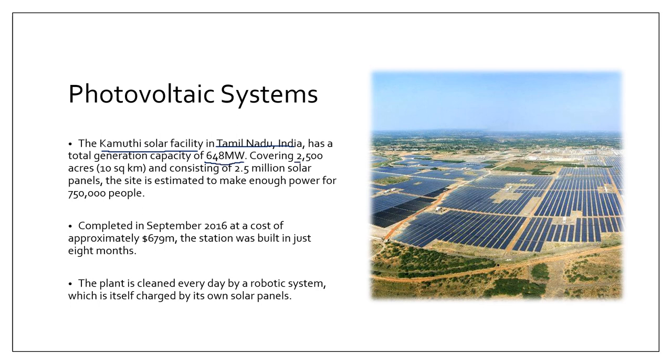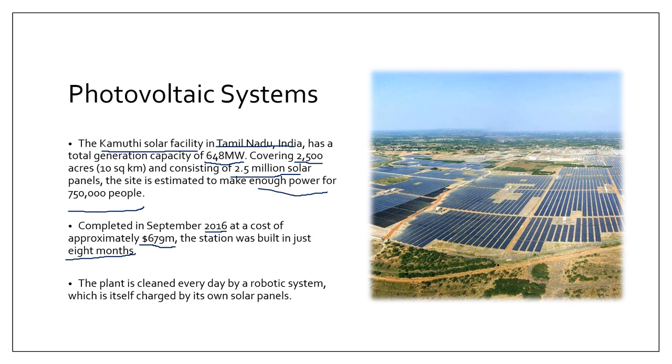They're converting about 2,500 acres, that's about 10 square kilometers, and they have about 2.5 million solar panels right in there. So it's a very big project for India. They make the power and use it for 750,000 people there. They completed the solar farm in 2016 and spent about $679 million, and they did it in about 8 months, meaning it's not that difficult to build.